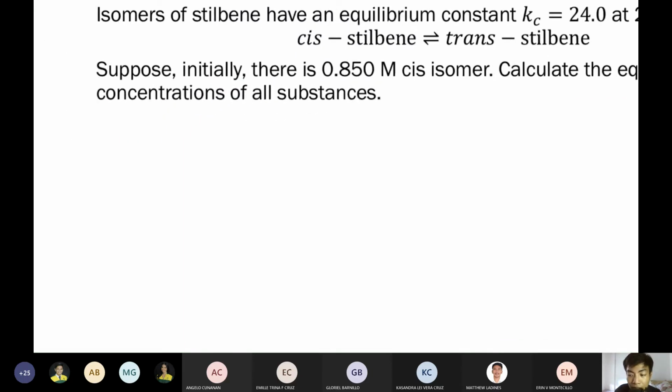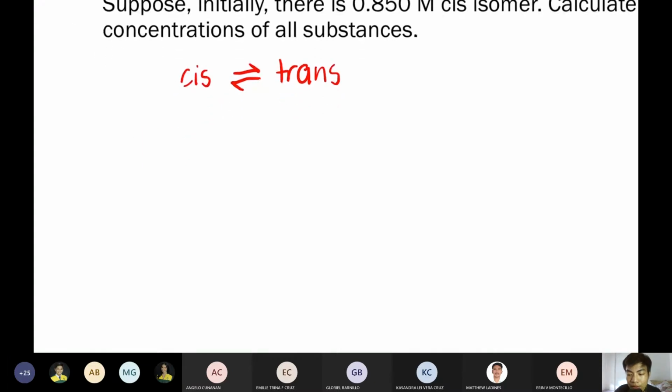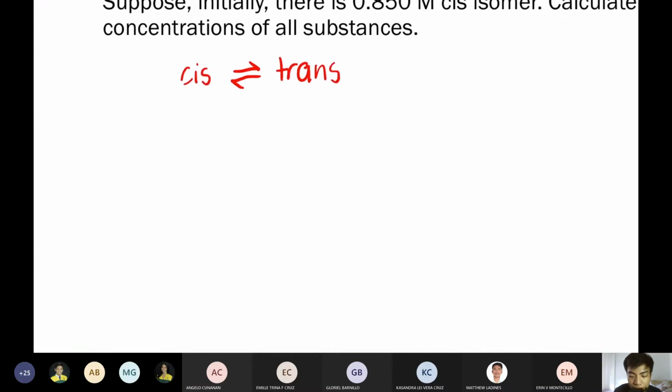In order for us to construct the ICE table, you write the equation first on top. I will shorten cis stilbene and trans stilbene as cis and trans. So, that is the R, that is your reaction, followed by I, C, and the E.